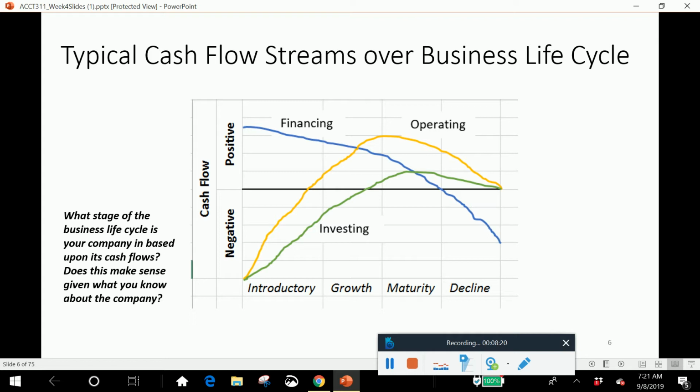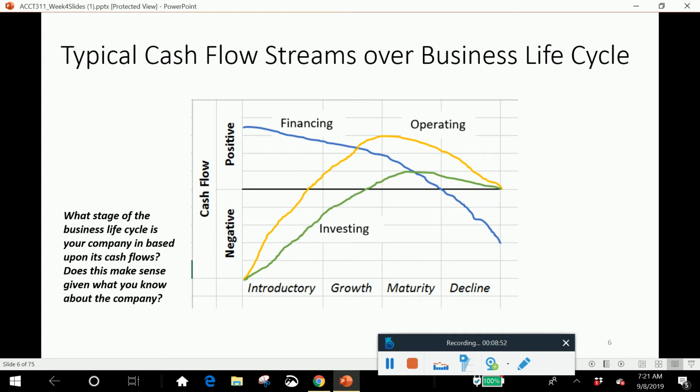So let's start with operating. So usually, at the beginning of a company's life cycle, they tend to not earn any income. They usually tend to have a loss, and they usually tend to have negative operating cash flows. Now, as the company grows and matures, those operating cash flows tend to turn more positive. And so that's what's depicted with the orange line.